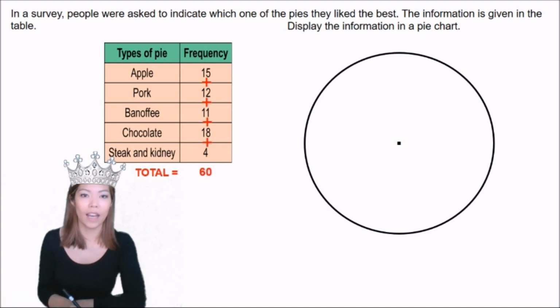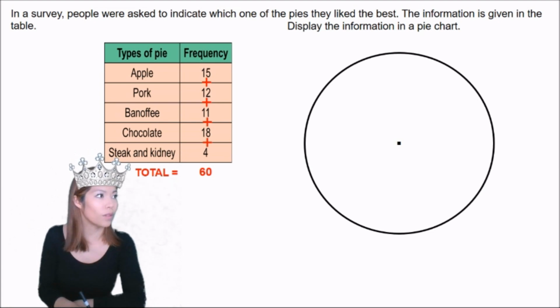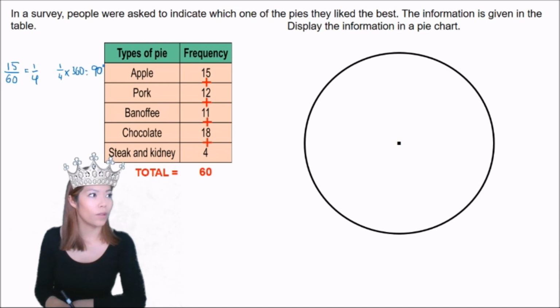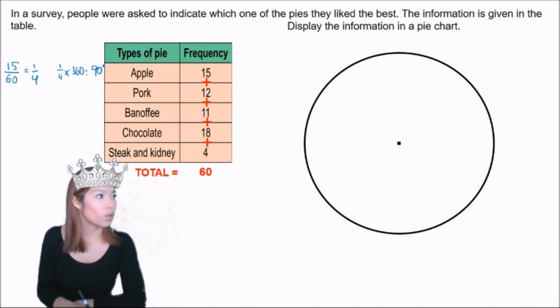Now 15 out of 60, what is that? Well, the first one is easy. 15 out of 60 is equal to a quarter, which we know is 90 degrees, because we do a quarter times 360 and we get 90 degrees. Well, what about 12? Well, 12 over 60, we don't have to simplify. We can directly multiply by 360 and we get our answer by simplifying now. 6 times 12 is 72 degrees.